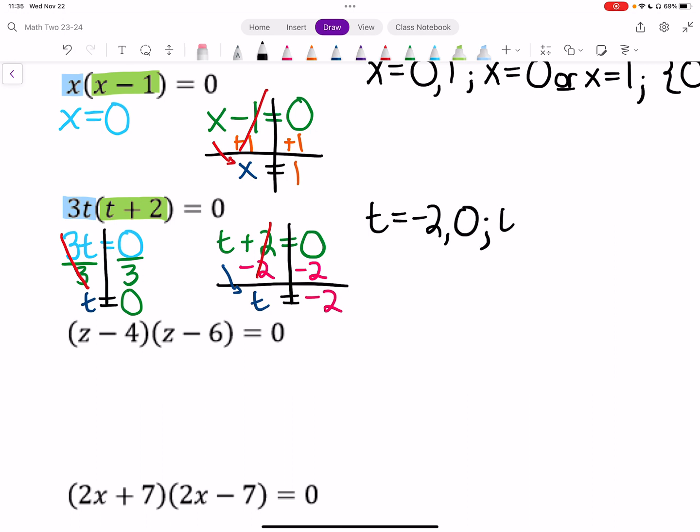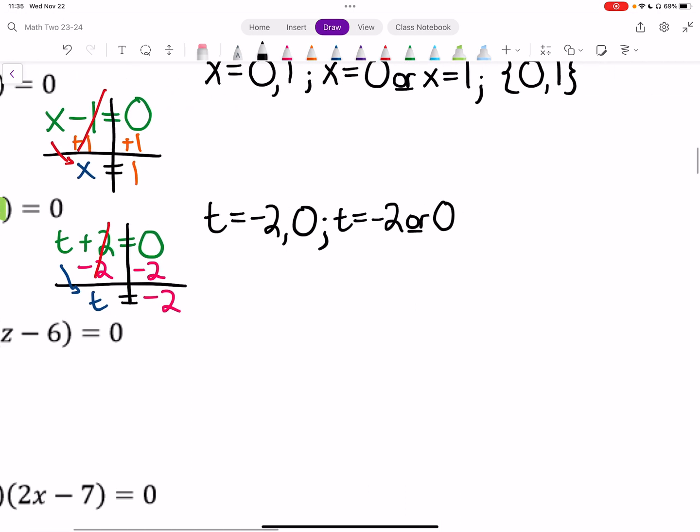I could also write that like this. There are probably other ways to write this, but these are the three most common ways to write the solutions to polynomial equations. Final way to write this, that's a poor brace. There we go, negative 2 or 0.